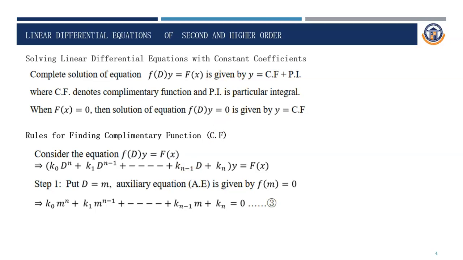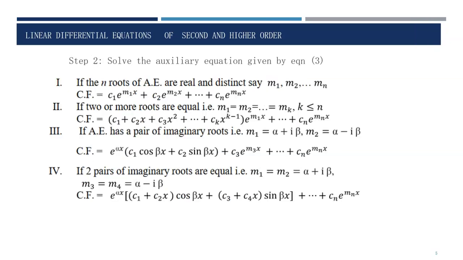That is, CF. Consider the equation f of D into y equal to capital F of x. First step, we take D equal to m. Then the auxiliary equation is given by f of m equal to 0. So we just substitute D equal to m, and the right hand side is equal to 0. This is equation number 3. Next step, solve this auxiliary equation. Using synthetic division, we find the roots.